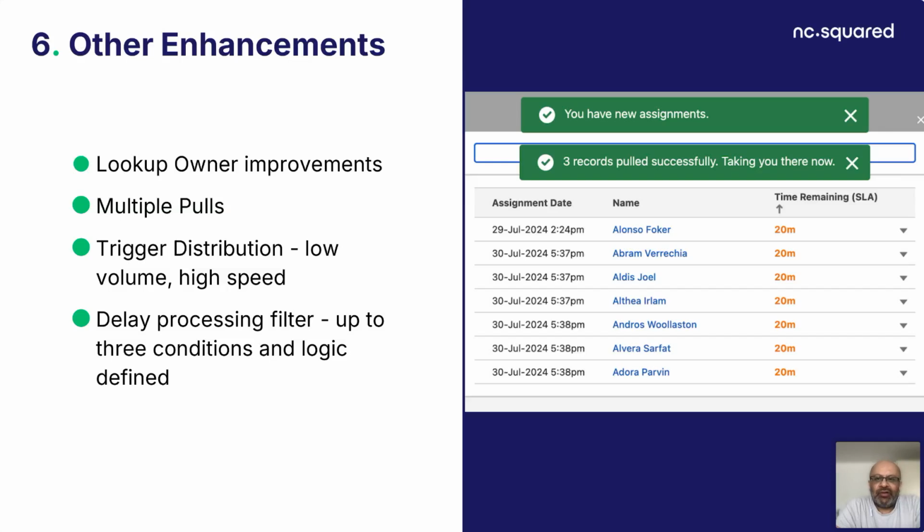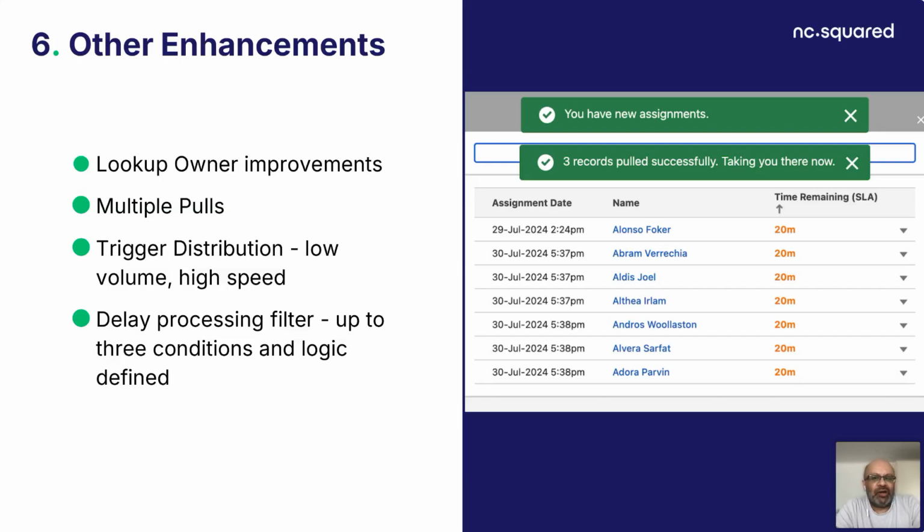We've had a few requests for this next one. So pull distributors can now be configured to pull more than one record at a time. Now, this is great for users bulk assigning themselves records during quieter periods of their day. So the screenshot on the right shows you what this looks like once assignments have been made.